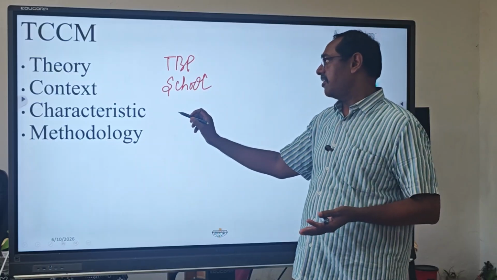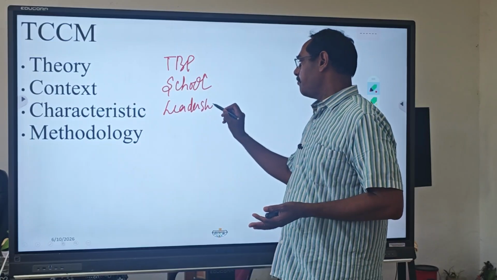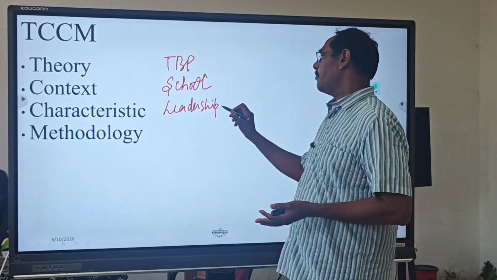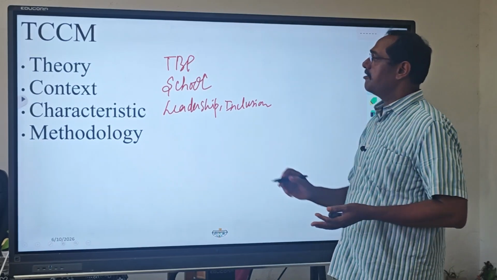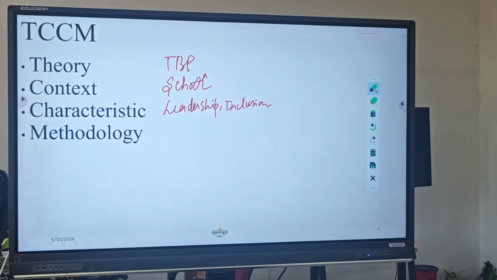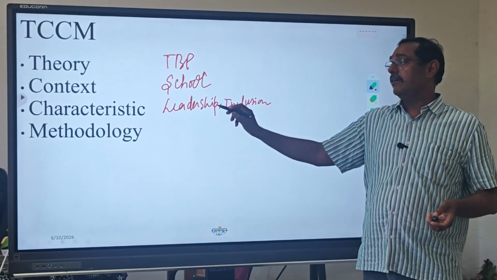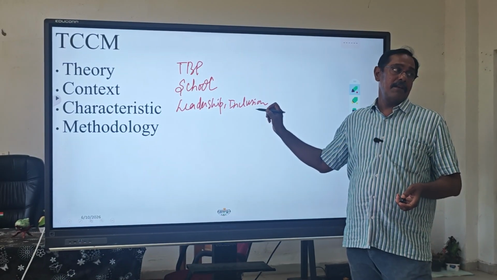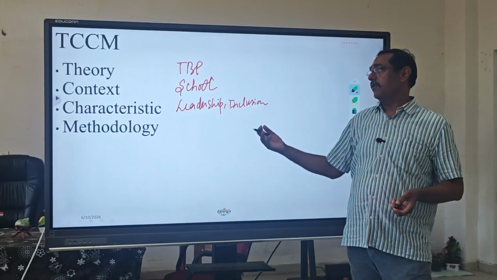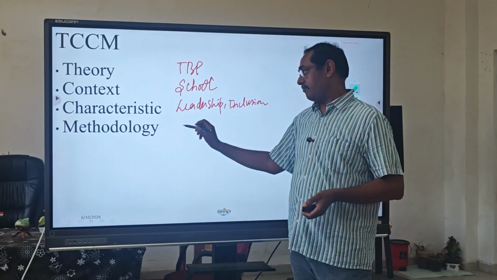And characteristics is the variable. So what variables did they take? The principal's leadership, and also inclusion. These are the variables for that study. So the theory of planned behavior is the theory, and the context is school settings. In the school setting, what they looked at was the leadership behavior of the principal, and if the principal possesses good leadership, whether there is inclusion in the schools, whether the exclusion has reduced or not. And methodology, they went for mixed methodology.